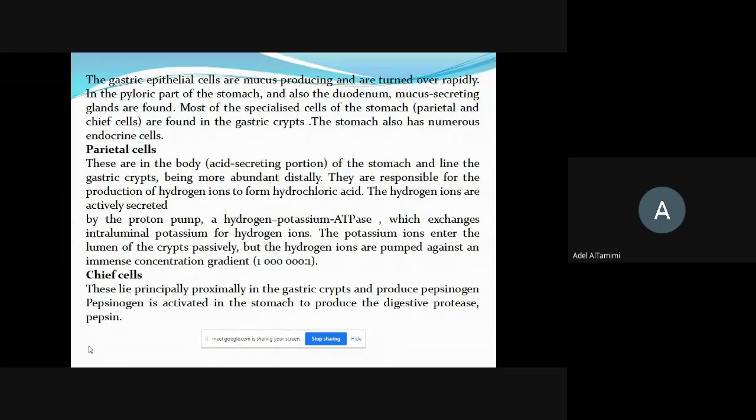So if it were a process of passive diffusion, hydrogen ions would never diffuse to the lumen because the concentration within the lumen is very high. So it needs an energy consuming process in order to increase the hydrogen ion in the lumen against its concentration gradient.